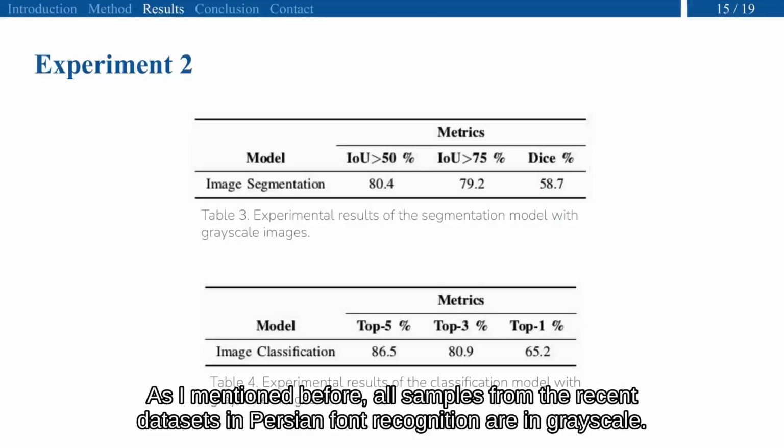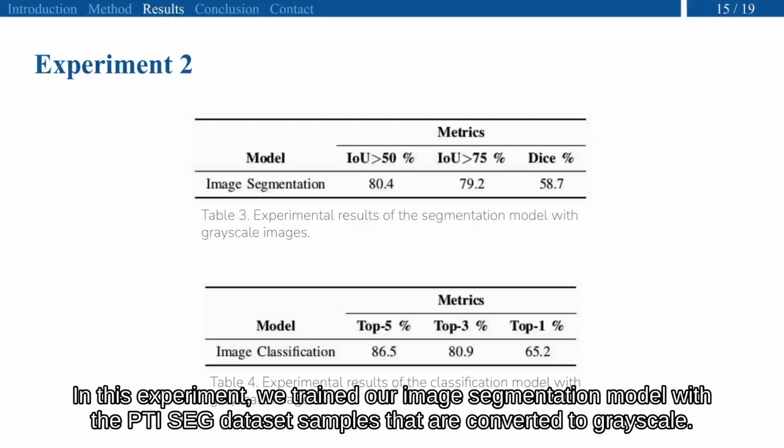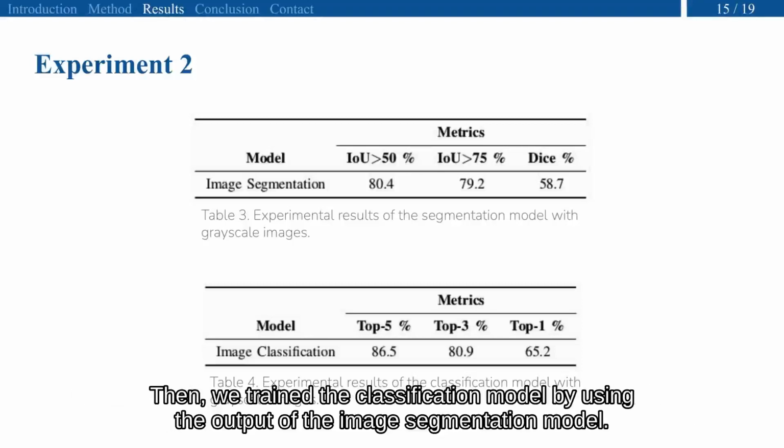As I mentioned before, all samples from the recent datasets in Persian font recognition are in grayscale. We tested our pipeline using the grayscale version of our new datasets. In this experiment, we trained our image segmentation model with the PTI-SEG dataset samples that are converted to grayscale. Then we trained the classification model by using the output of the image segmentation model.